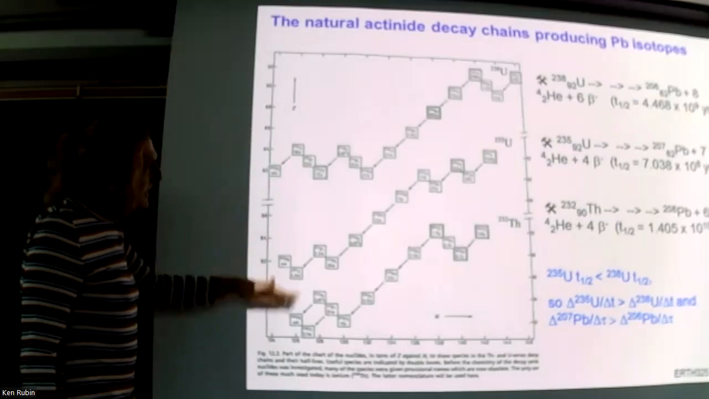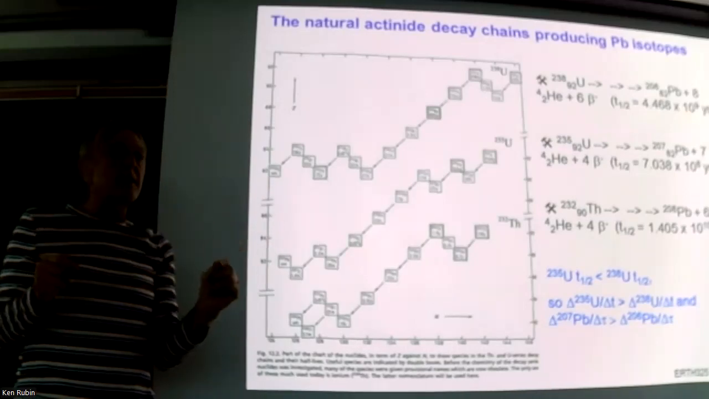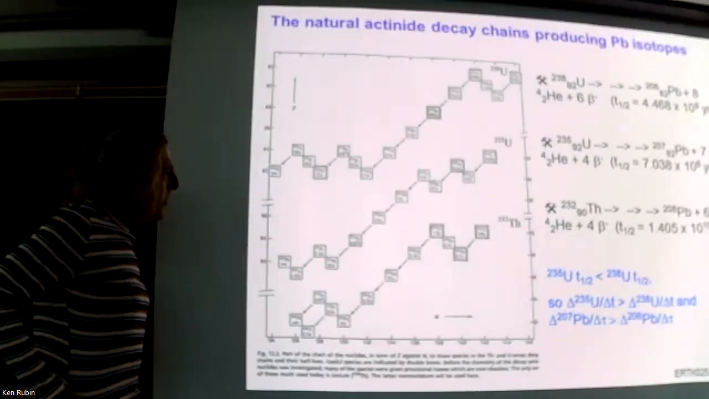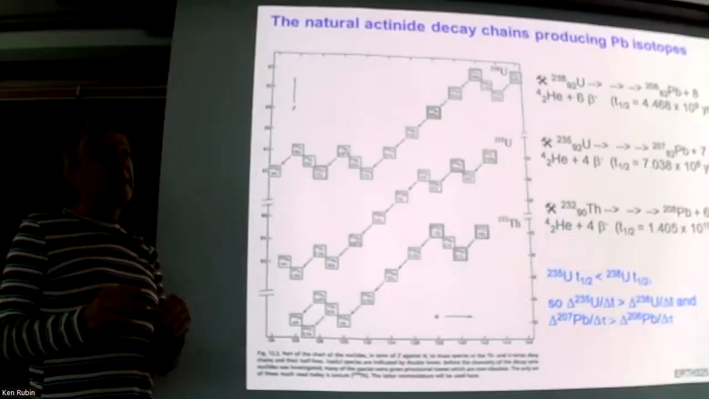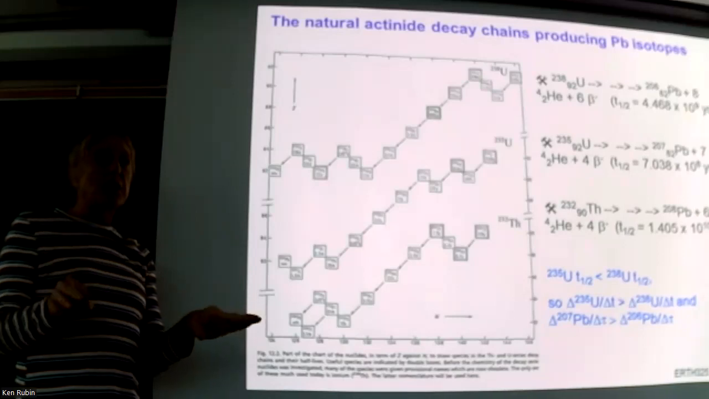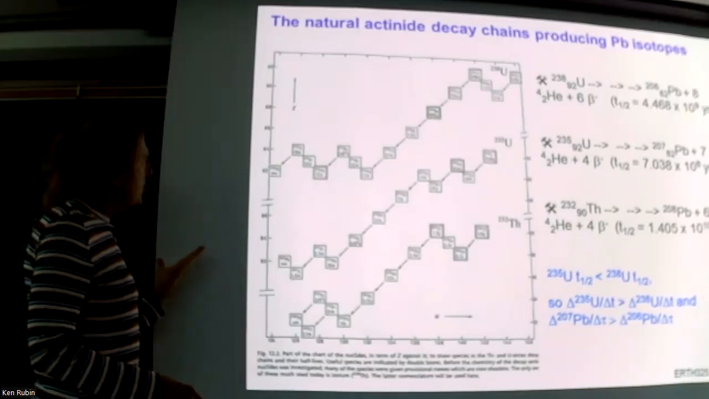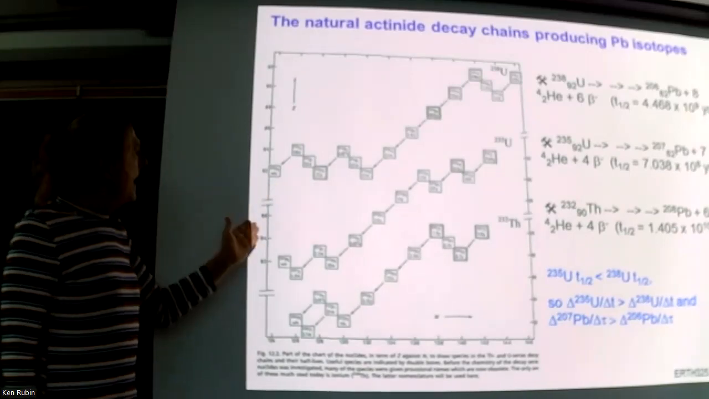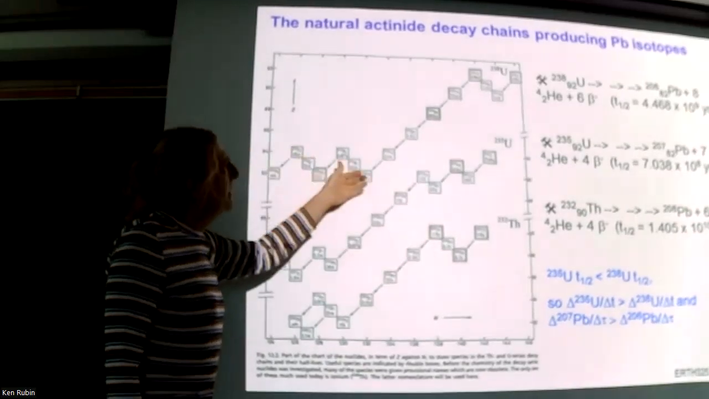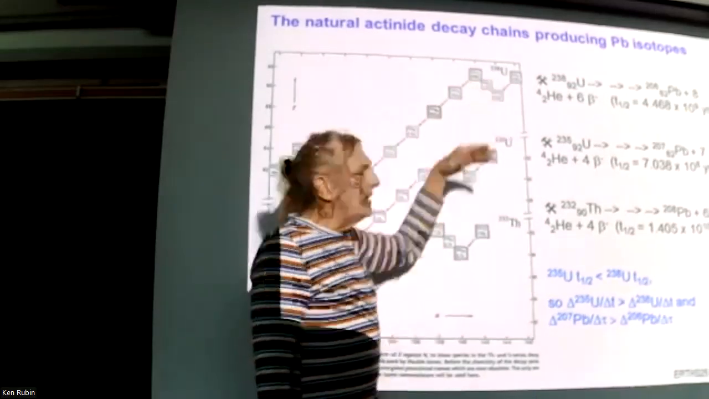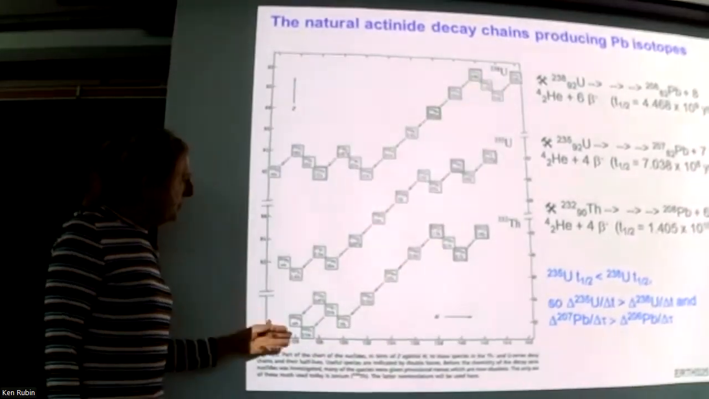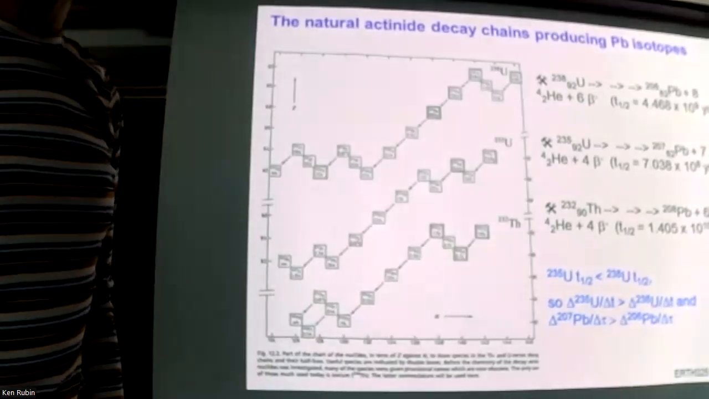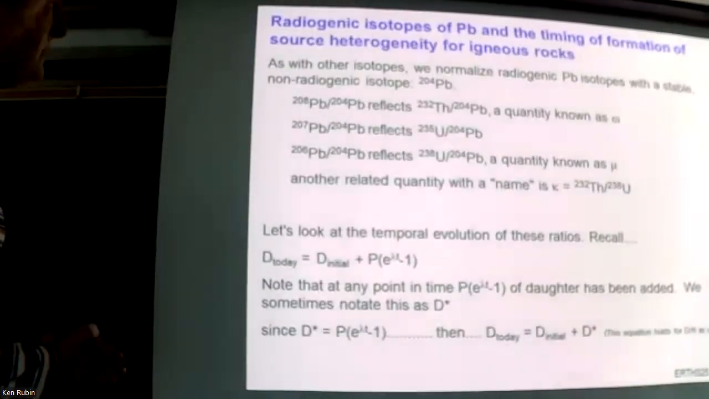Now, in all of these cases, we normalize, just like we do with samarium-neodymium or rubidium-strontium, to another isotope of lead that is stable and not changing, and that's lead-204. So you see, we'll talk about the 206-204 ratio. That somehow reflects the time-integrated uranium-lead ratio. The 208-204 ratio reflects the thorium-lead ratio. Does that make sense? Okay.